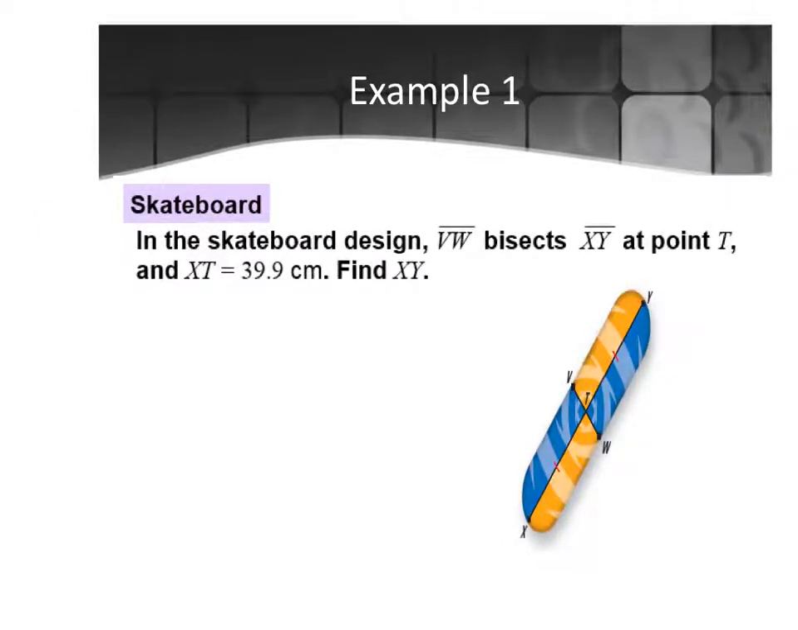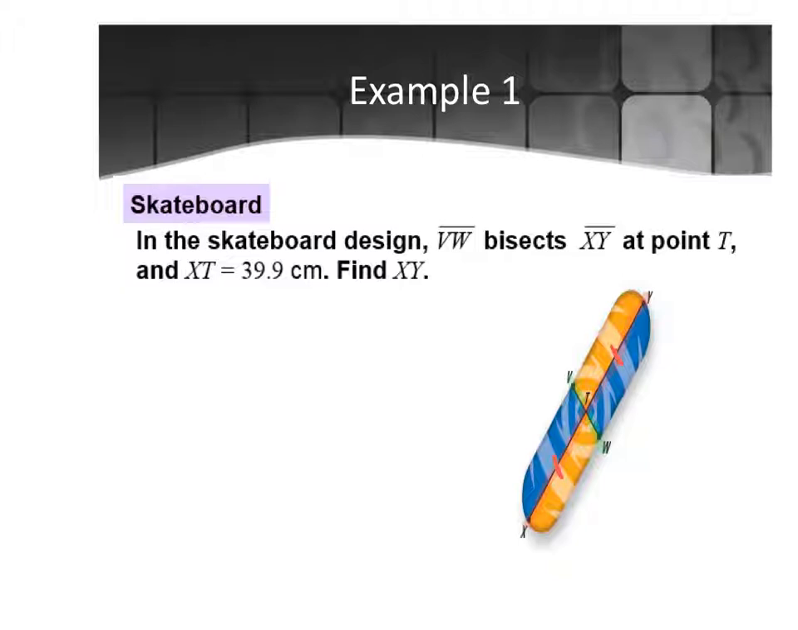So here it's stating that it's a skateboard, and in the skateboard design, VW, so this line segment right here, bisects XY. Now, I know it's kind of hard to see, but it does have congruency marks here in red. Now, they told me that it bisected. So by definition of a bisector, it makes 2 congruent parts, but it also had congruency marks.